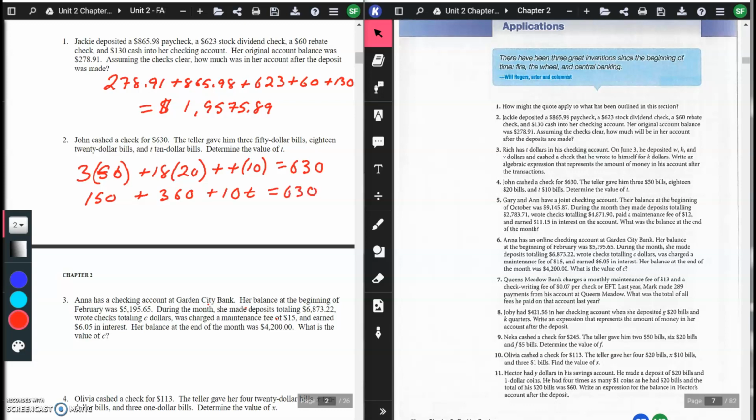So this is a basic equation. Get all the variables on the left side and move all the numbers to the right. So you're going to have 10T on the left, 630, you're going to subtract your 150, and subtract your 360. So 630 minus 150 minus 360 gives you 120. And then divide both sides by 10. So T equals 12. So 12 $10 bills.